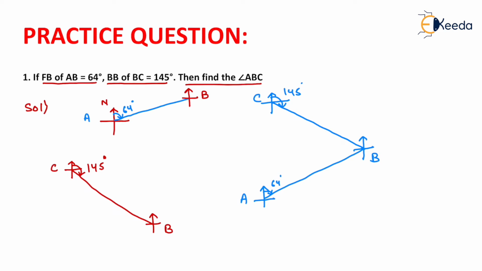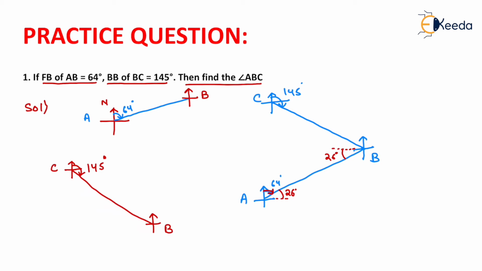Okay students, now if this angle is 64 degrees, then what will be the value of this angle? It will be equal to 90 minus 64, so it will be equal to 26 degrees. And if this angle is 26 degrees, then this angle is also 26 degrees.